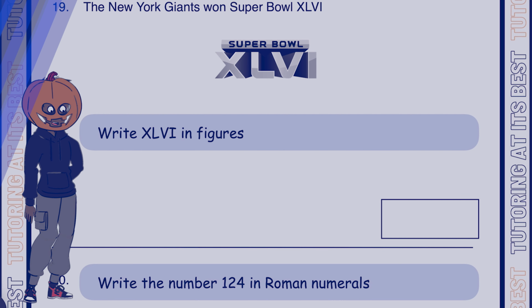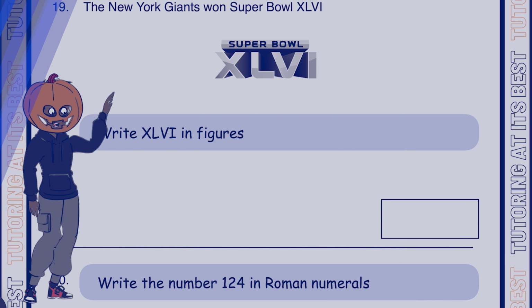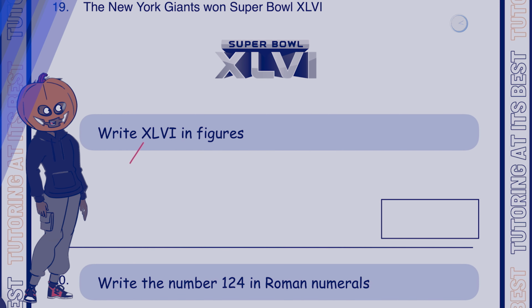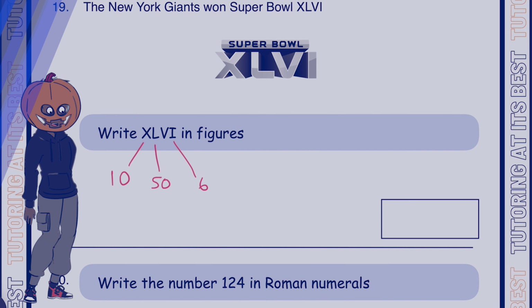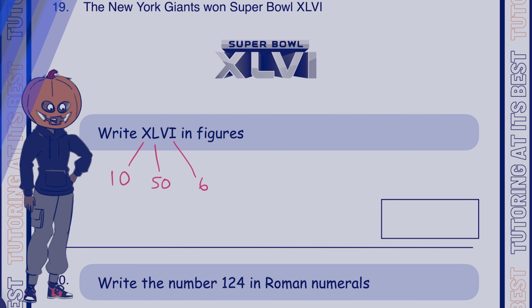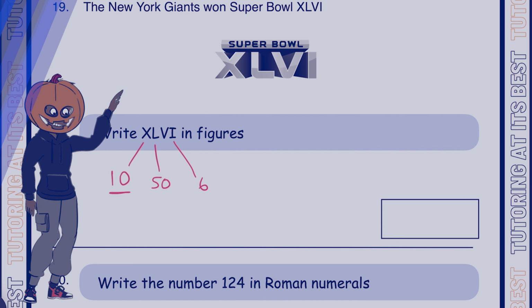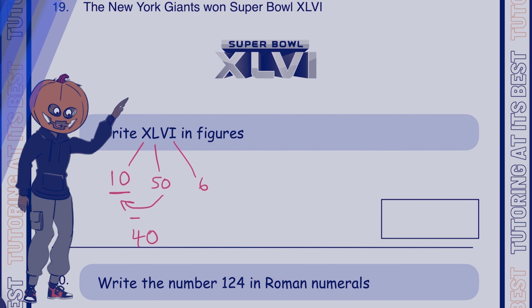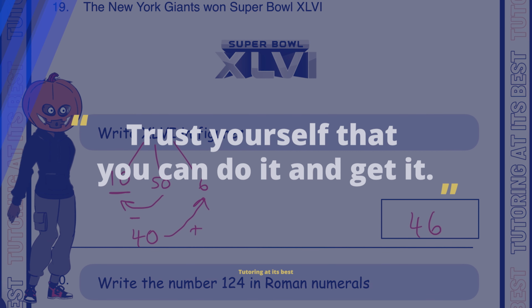Okay, the New York Giants won Super Bowl XLVI. So what is that going to be in figures? Now, it looks like a big number, doesn't it? But let's see what we can do. We know X is 10, L is 50, and VI is 6. So is that going to be 66? I don't think so. Because the L is smaller and it's at the front, that automatically means a minus. So that becomes 40. And then we can go ahead and we can add the 6. So 46 is our answer.